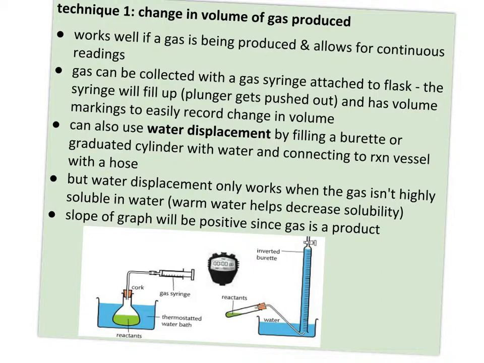So water displacement works well if your gas isn't highly soluble in water. So if it is highly soluble, then the gas syringe is a better method to go with. The gas syringe, you have to be a little bit careful though, because there's not as much space there, and you can have other issues with that. So we typically would use water displacement. And as far as the solubility, if you use warm water, it would help decrease the solubility of the gas. Either way, if you're looking at the change in volume of gas produced, because you're measuring a product being produced, your slope of your graph will be positive.